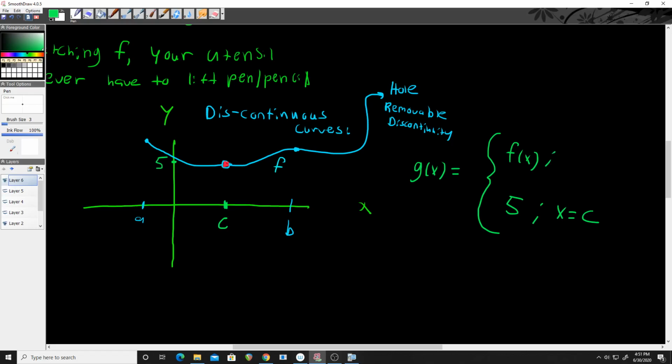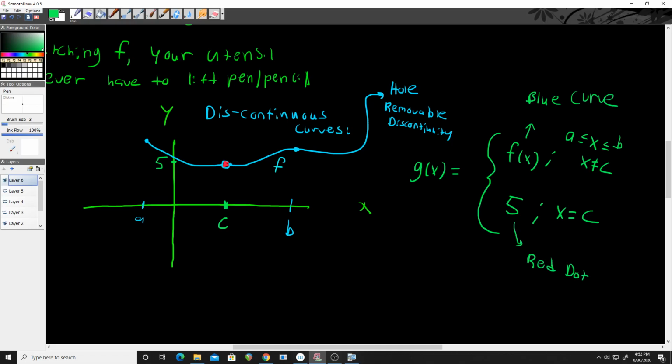And the domain on f is going to be this, right? It's going to be all x between a and b, such that x is not c. Okay. So this is the domain for the f portion. So basically, this is the blue curve. This is the red dot.